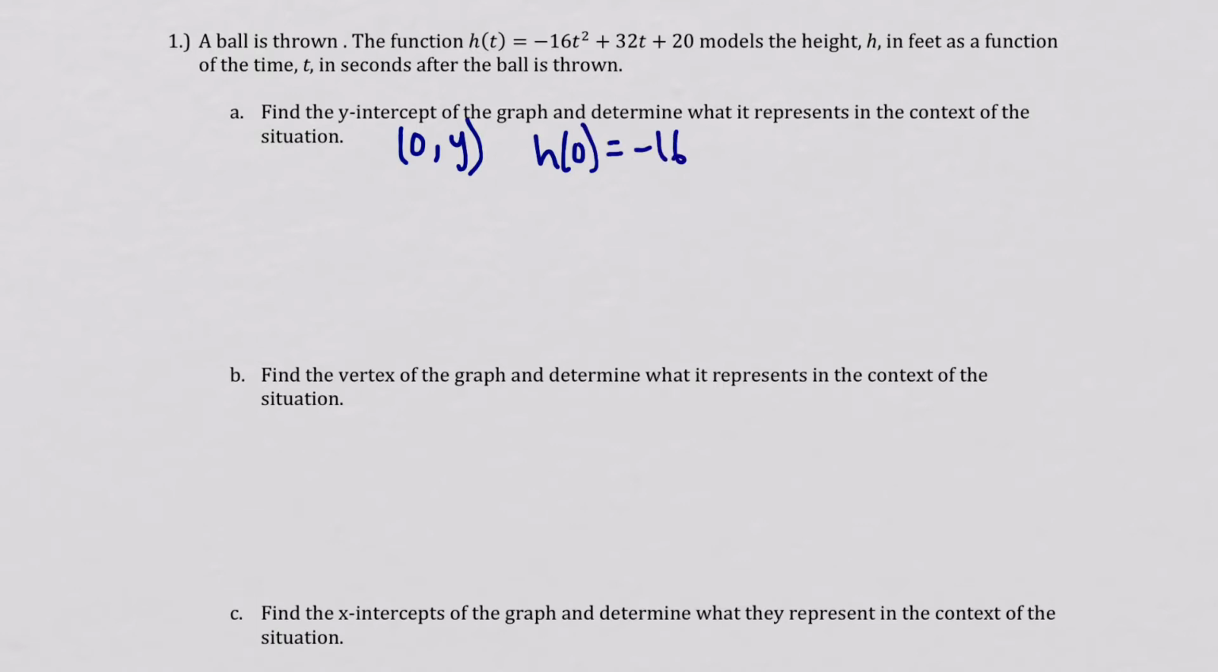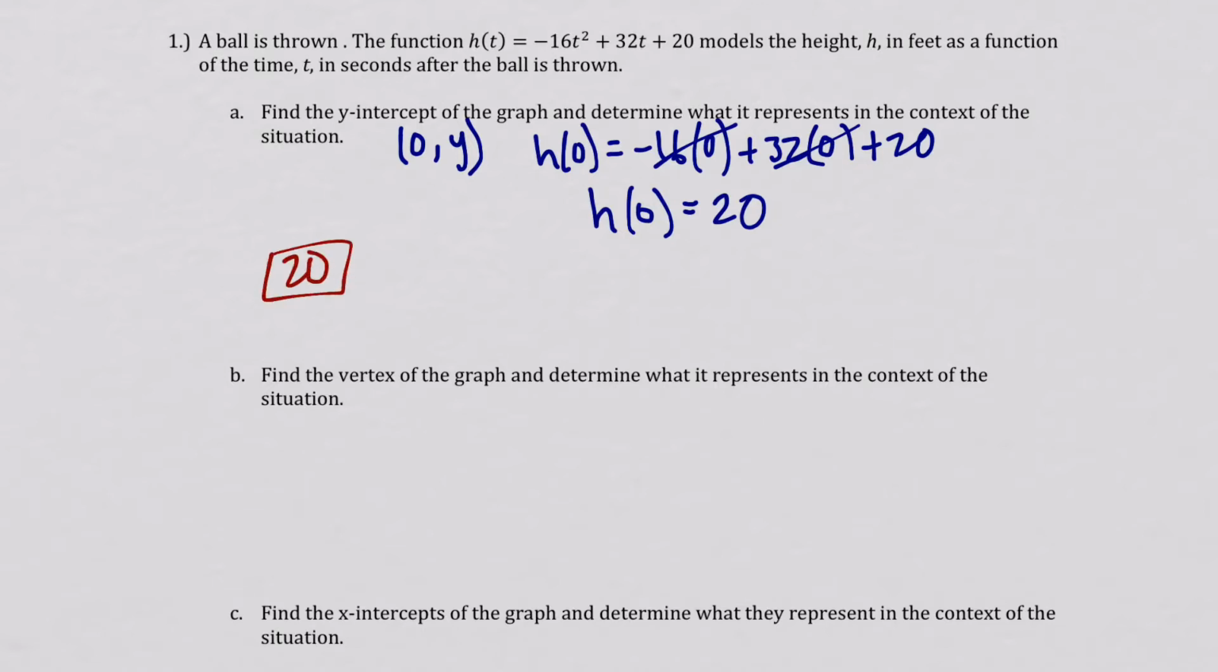Negative 16 times 0 squared, which is 0, plus 32 times 0, which is 0 again, plus 20. Negative 16 times 0 will cancel out, 32 times 0 will cancel out, so that's gone, that's gone. So h of 0, meaning I plug in 0 into the function h, gives me 20. So the y-intercept is 20.